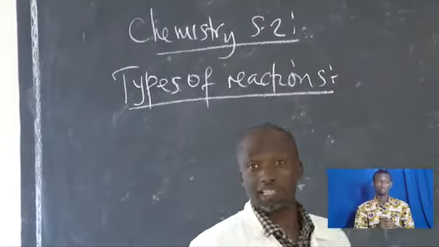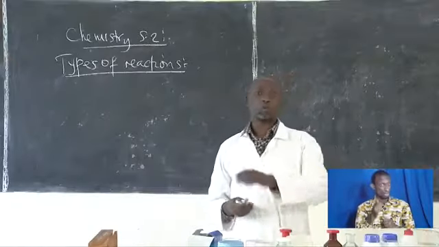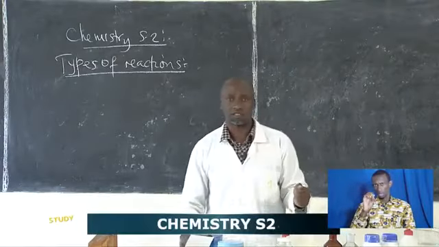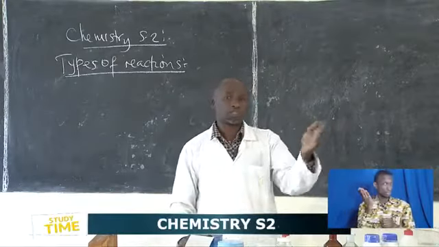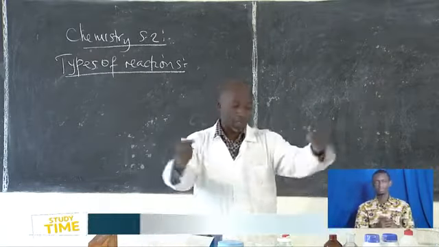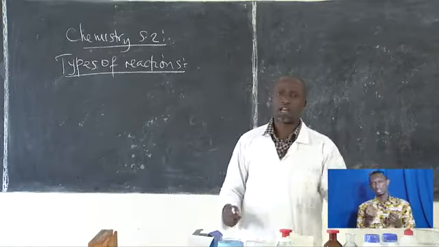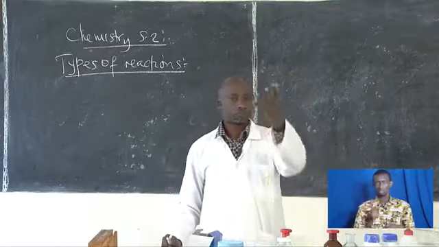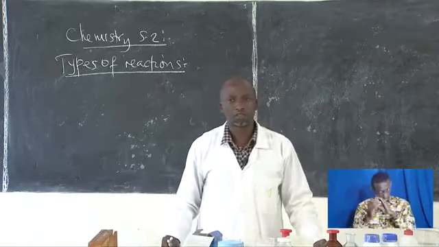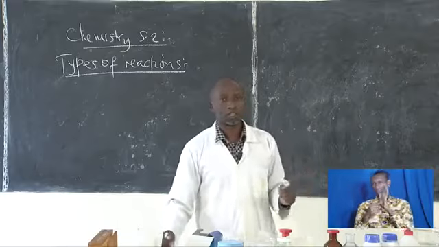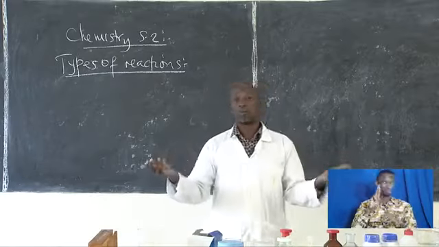We are going to look at the types of reactions. When we talk about reactions, we are referring to chemical processes. Some of these chemical processes exist in nature. Some of these chemical reactions can also take place in the laboratories. Maybe you can even mention some of the examples that you know, some of the chemical reactions that take place in nature.